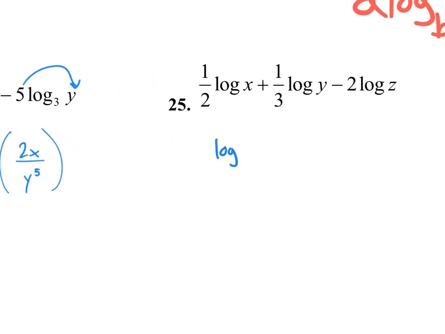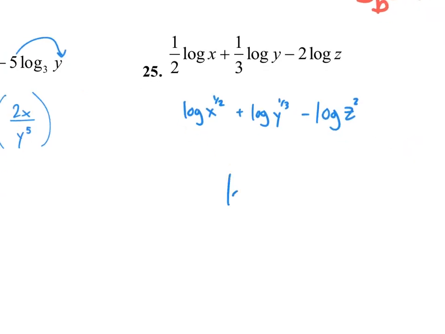Here, I'm going to go ahead and move the constant out front up as the exponents first. And then we're going to put it all into one logarithm, invisible base 10. The ones that have plus signs go as the numerator. And that z, which is paired up with a subtraction sign, goes in the denominator.